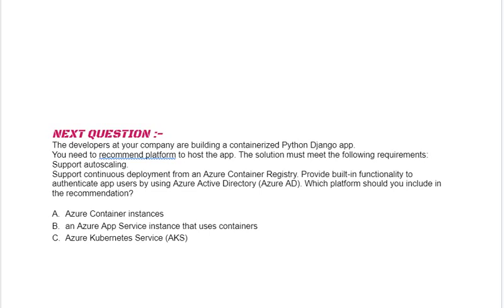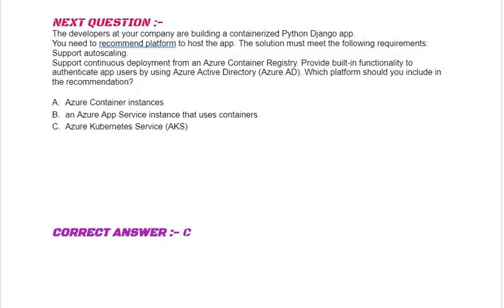Option A, Azure Container Instances. Option B, an Azure App Service instance that uses containers. Option C, Azure Kubernetes Service (AKS). Correct answer is option C.